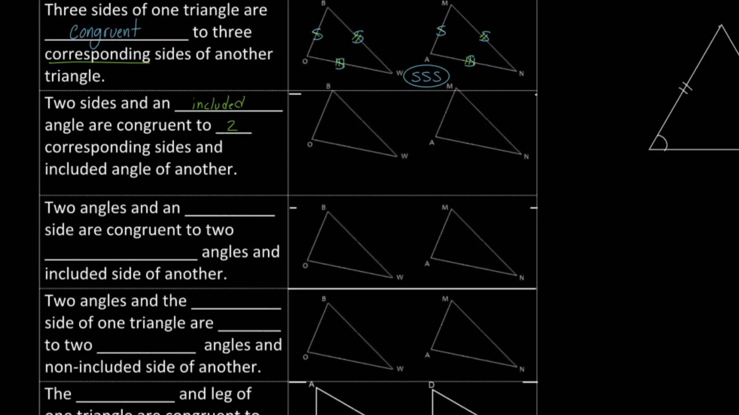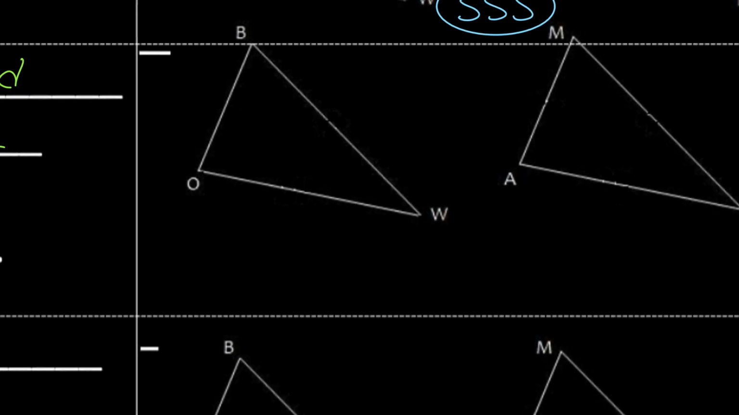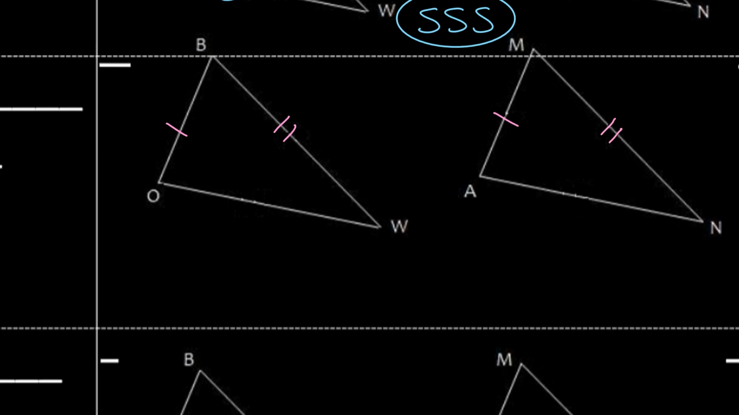So, on our picture over here, I'm going to draw a side congruent to a side. Let's do OB congruent to AM. And then another side, BW congruent to MN. Now, if this is congruent by side, angle, side, where do you think the angle goes? Good. On the left triangle, it's which letter? B. It's congruent to what on the right triangle? M.